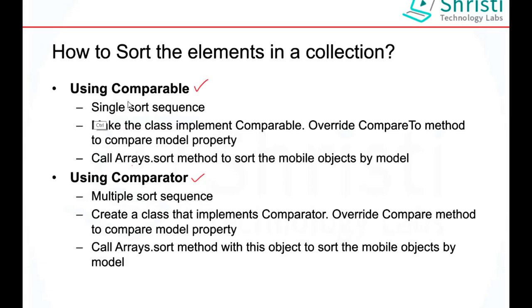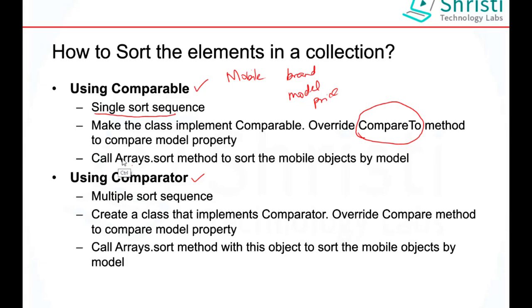In case of Comparable, you will get only a single sort sequence. In this case, you need to make the class implement Comparable. Say, for example, I have a Mobile class with brand, model and price. My class should implement Comparable. We need to override the compareTo method from Comparable and specify the property with which you want to sort the elements, whether you want to sort the Mobile objects by brand or model or price. That implementation should be given in the compareTo method. Because you can compare only one single property, you can have only a single sort sequence.